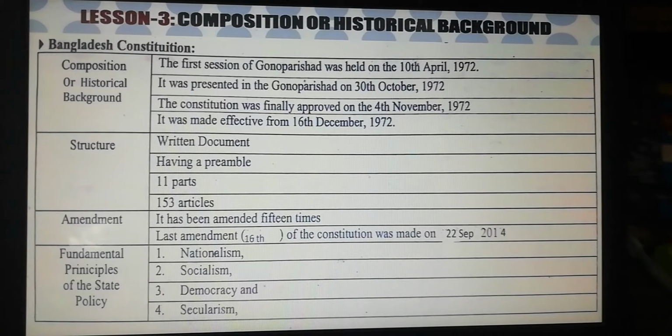And we know after the liberation war, under the leadership of Bangabandhu Sheikh Mujibur Rahman, we achieved our liberation independence in 1971. When Bangabandhu Sheikh Mujibur Rahman returned to Bangladesh, one of his first and important orders was to form a committee to write an ideal constitution for our nation.